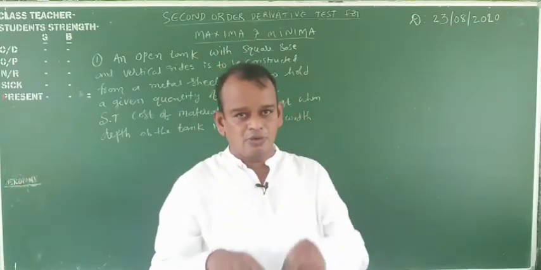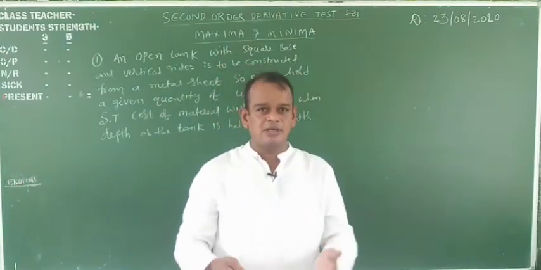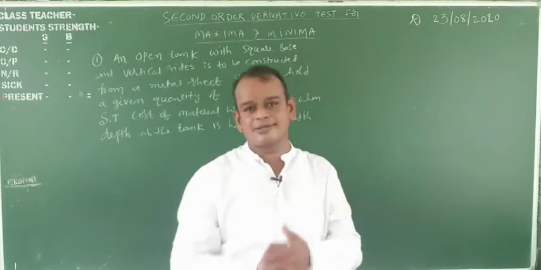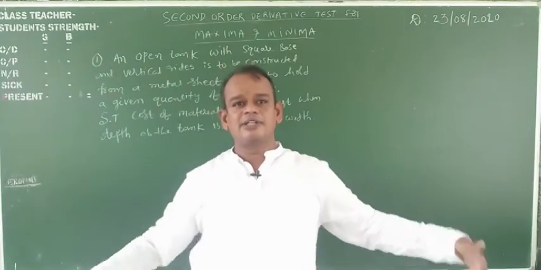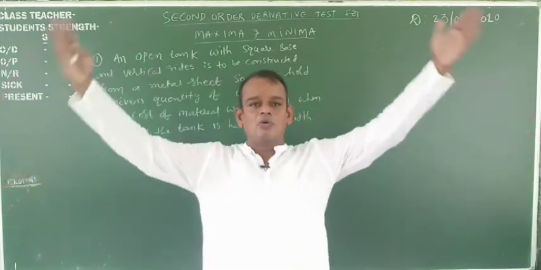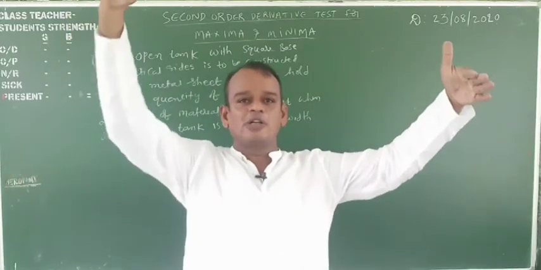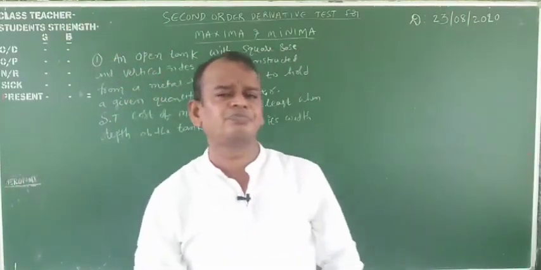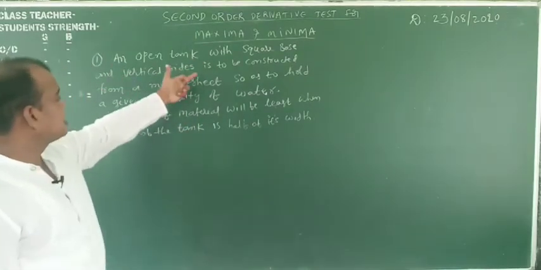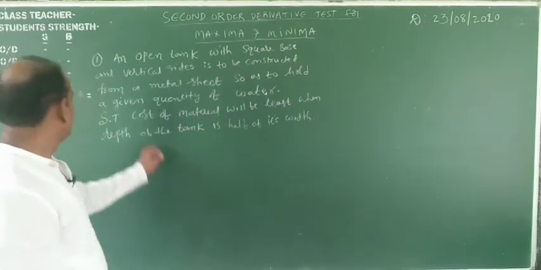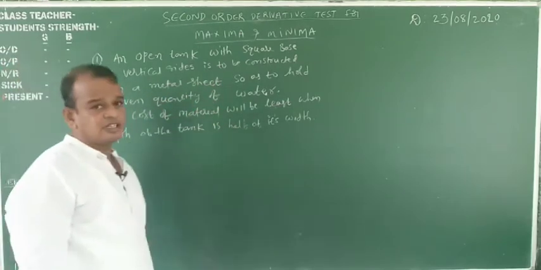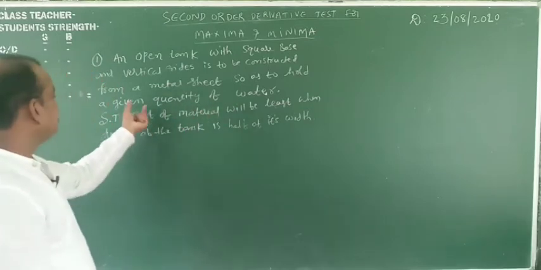Now the ground, the base, is the square type. Now the area of the square is x square. Now the remaining are the vertical sides, those are rectangles. 4 sides have. An open water tank, you observe that. Okay, that's why an open tank with the square base and vertical sides is to be constructed from a metal sheet so as to hold a given quantity of water.